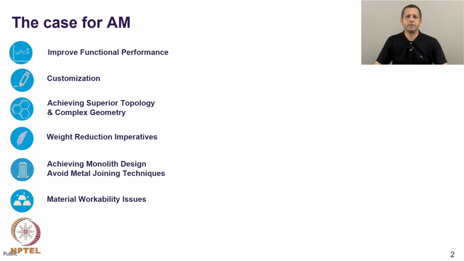Some of the materials are difficult to make or use in the conventional processes. Some metals are very difficult to deform, some metals are difficult to melt, some metals are difficult to be stretched and so on. Since additive manufacturing offers local melting using laser or otherwise, we can avoid the workability issues of various materials.